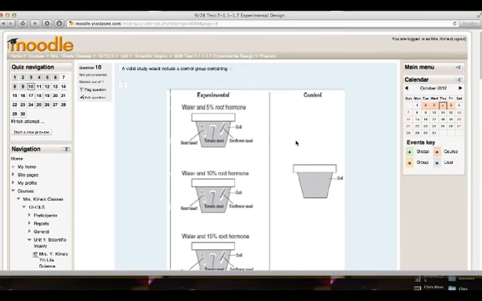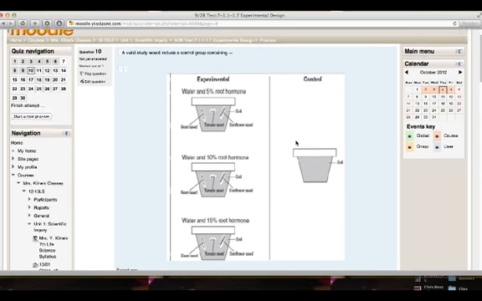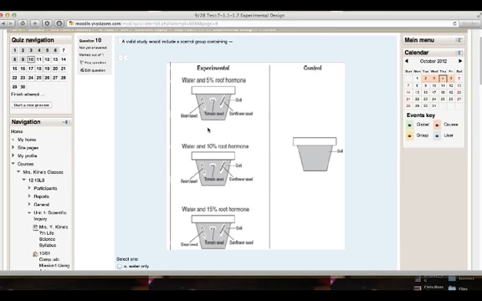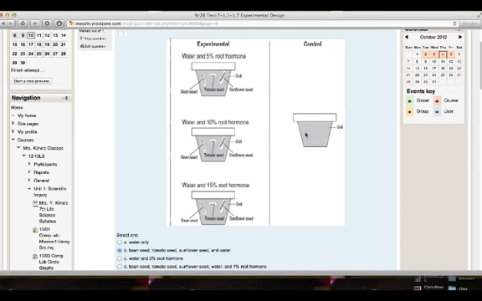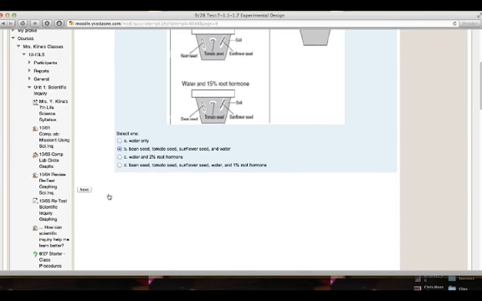Now I could also ask them what would be the dependent variable. Dependent variable would obviously be how much these little plants grow. So any of those kind of questions I'll ask. I can ask them what is a constant variable. Okay, well they use the same type of pot, they use the same amount of water. So any of those questions I can ask them. Okay, next.